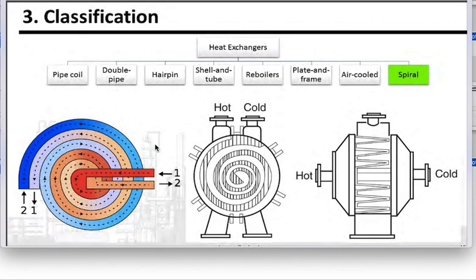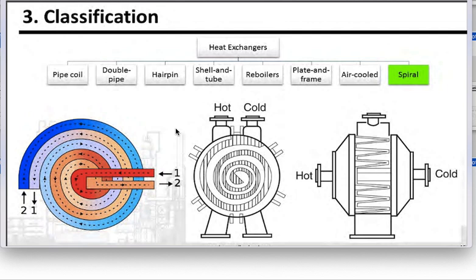Okay, how does this exchanger work? What is the main advantage of using this type of heat exchanger? What is the disadvantage of using this type of heat exchanger? This is what we will learn through our brief lecture.